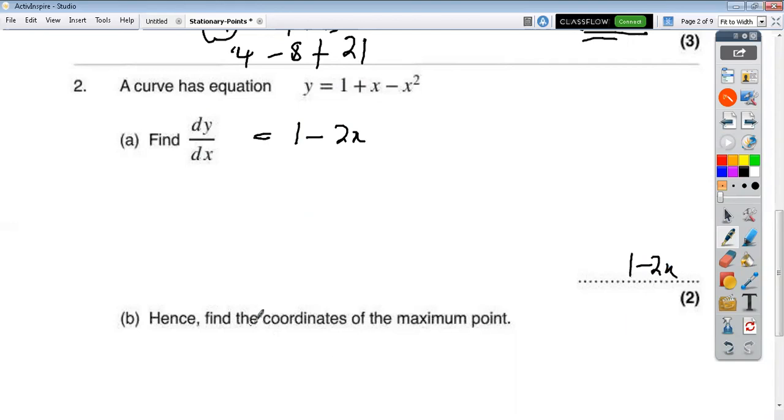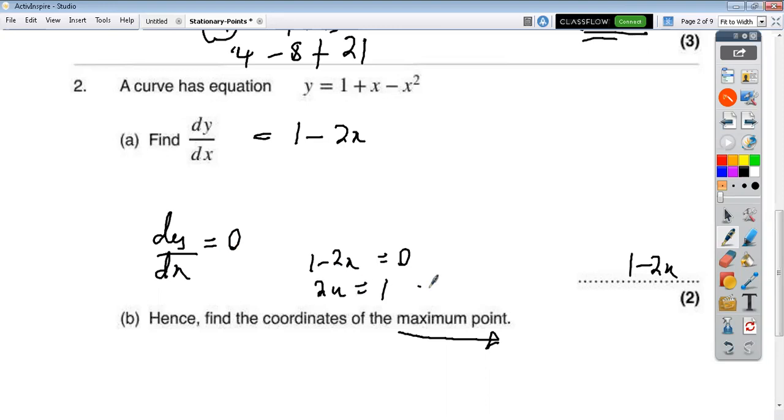Then find the coordinates of the maximum. Now it's a local maximum. Again, same thing. That's a turning point, stationary point. Dy over dx is equal to 0. So it means 1 minus 2x is equal to 0. 2x is equal to 1. Therefore, x is equal to half. So I now know my x coordinate of my turning point.